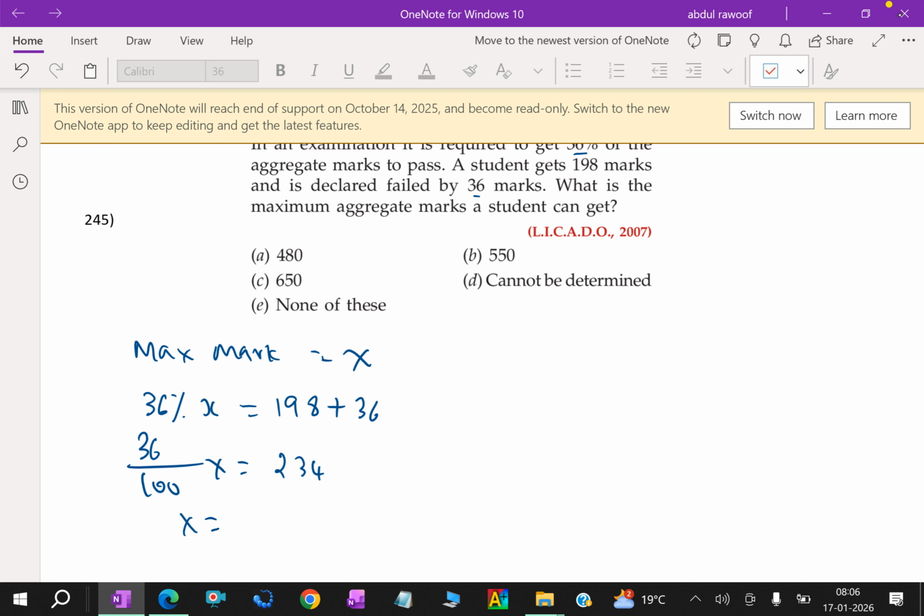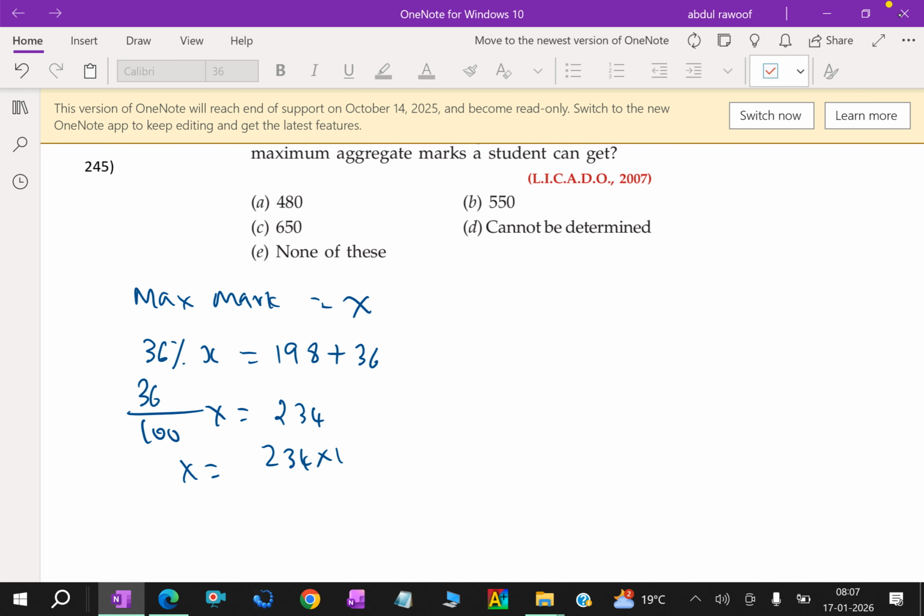Therefore, x equal to 234 into 100 by 36. Therefore, x equal to 650. So option C.